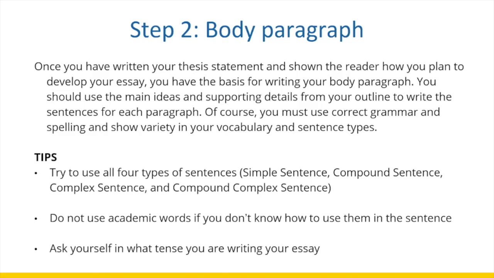vocabulary and sentence types. And there are some tips that you should try to keep in mind. First of all, try to use all 4 types of sentences, such as simple sentence, compound sentence, complex sentence, and compound-complex sentences. Also, do not use academic words if you do not know how to use them in a sentence. So try to be accurate when you're using your words, and if you're not sure if it's correct, just avoid it and keep it very simple.